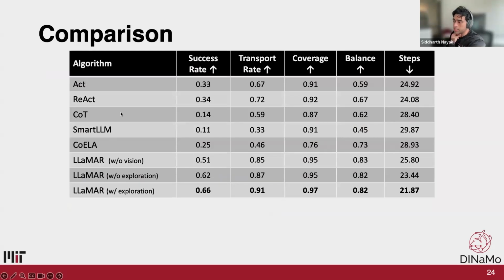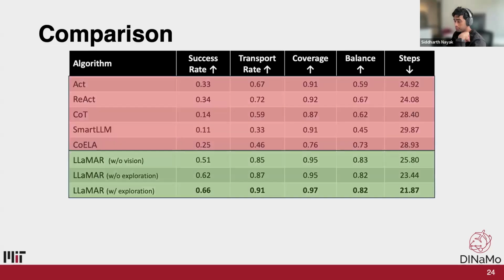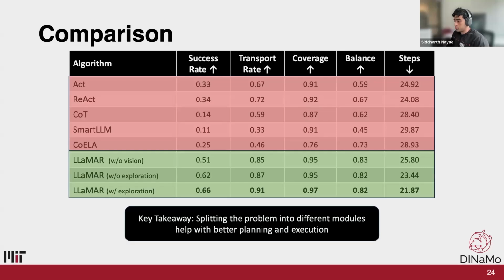So let's talk about comparisons. We compare our method with a bunch of other methods. There's a more detailed table in our paper, but the key thing that I want you to look at here is comparing our framework with other baselines. We show that our method has better success rate as compared to other methods. So splitting the problem into different modules with the planner, an actor, a verifier, and a corrector allows you to get better performance as compared to naive methods. So this modular architecture does help as compared to other methods.